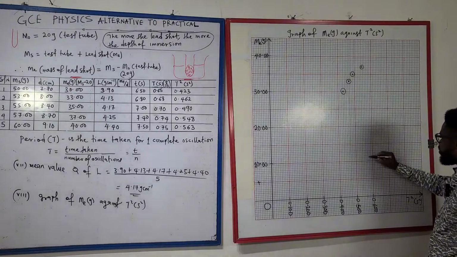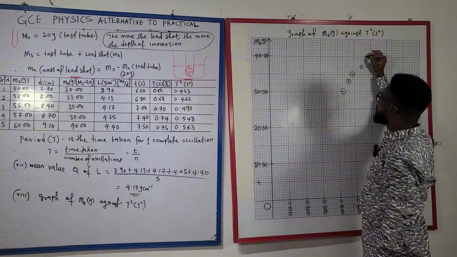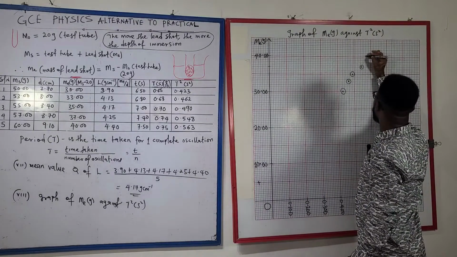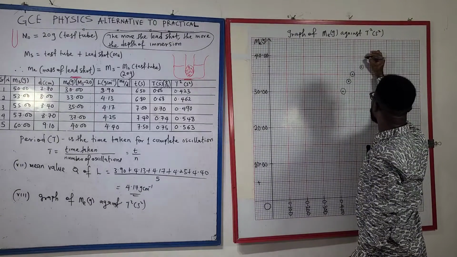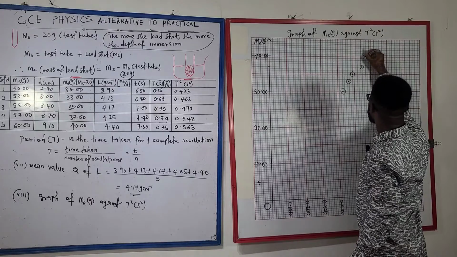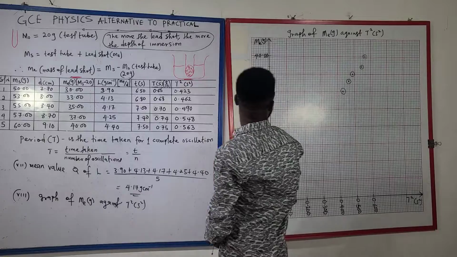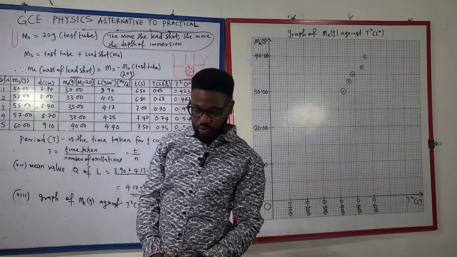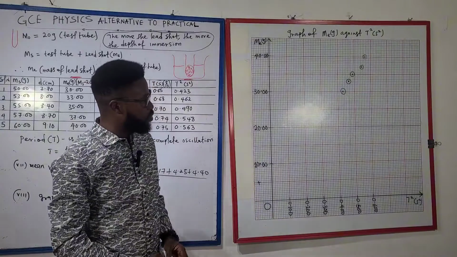So if I trace that up, that should be here. I'll mark that with a dot, of course, with a dot. So that I've been able to do. I've been able to pick my 5 points.